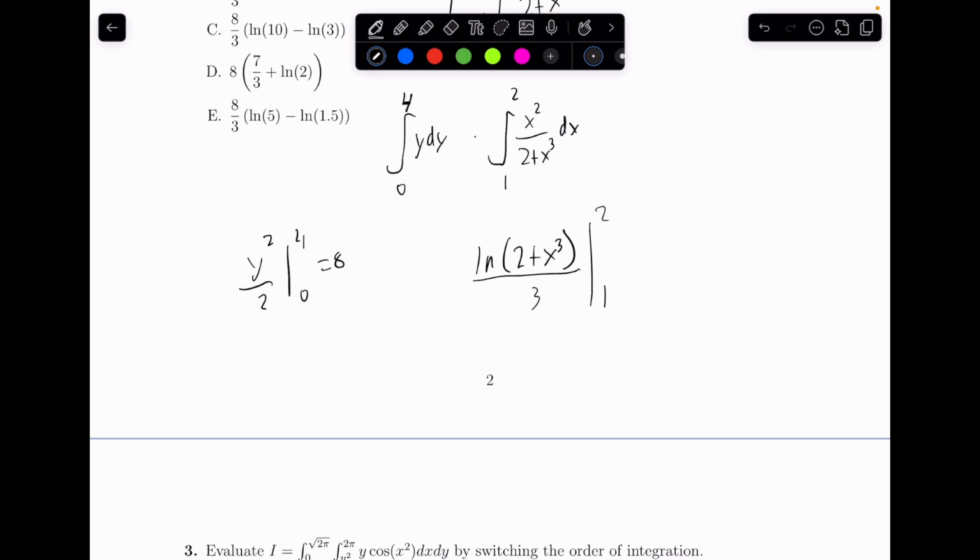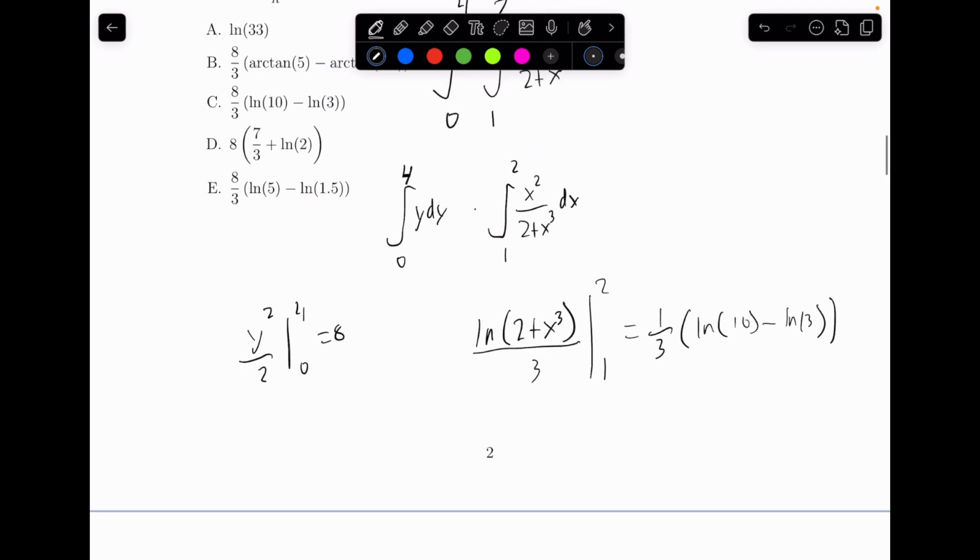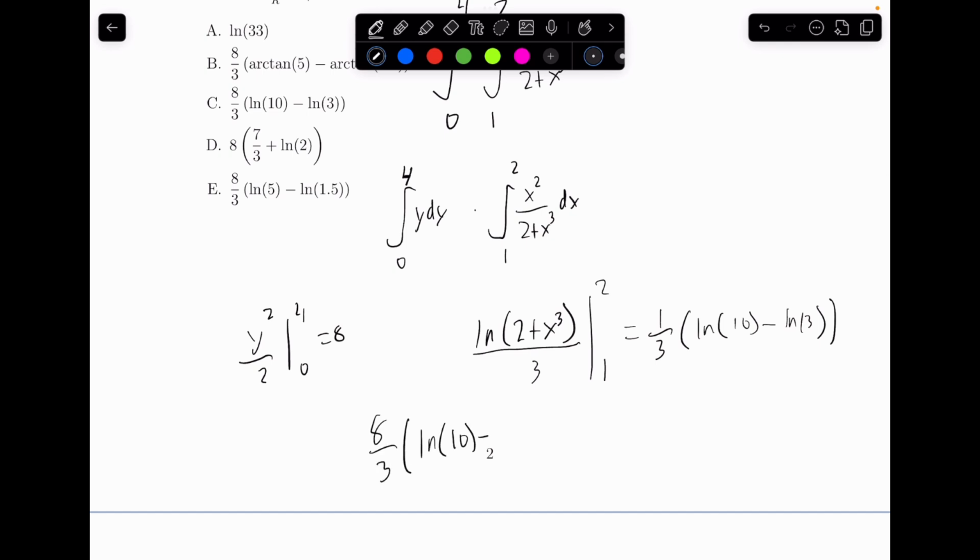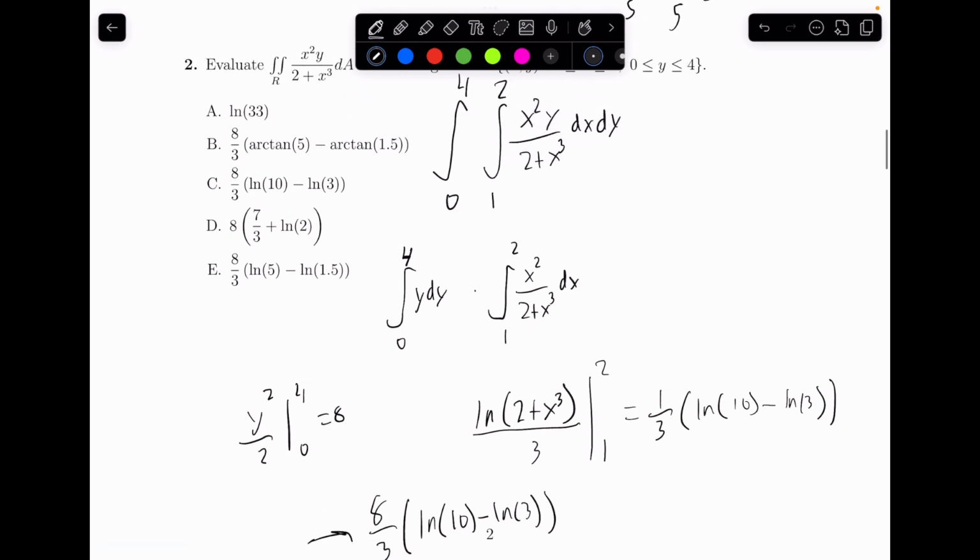So if we evaluate this, we're going to get ln of, I guess I'll factor out the 1/3. So 1/3 times ln 2 plus x cubed, where x is 2, we're going to get ln of 10, and then minus ln of 3. And don't forget, definitely remember that we have to multiply by 8. So we're going to get 8/3 times ln 10 minus ln 3. Nice. So that is answer C here.